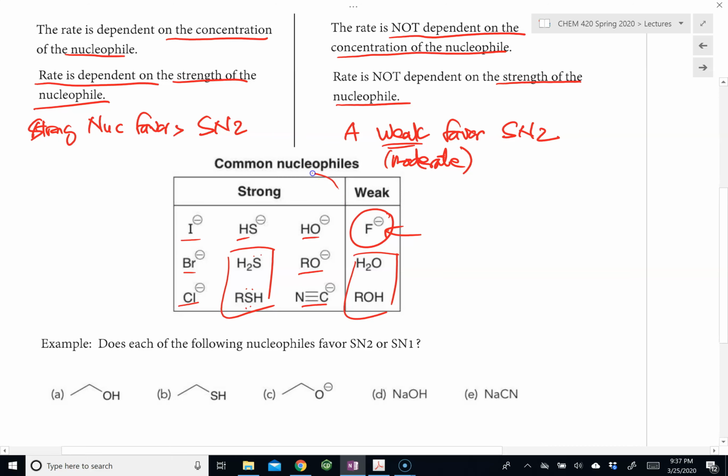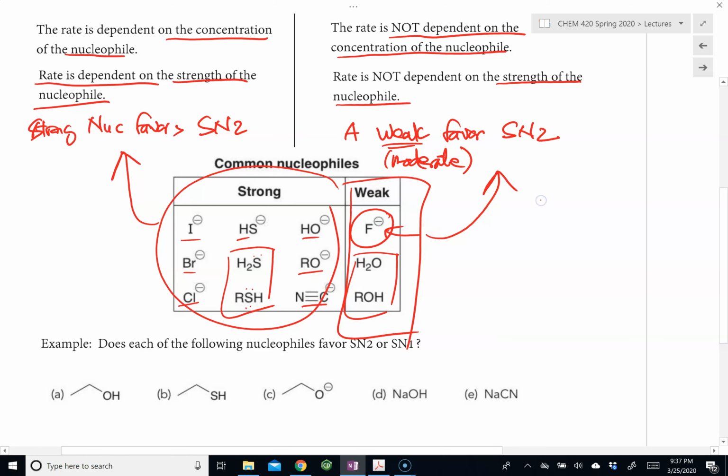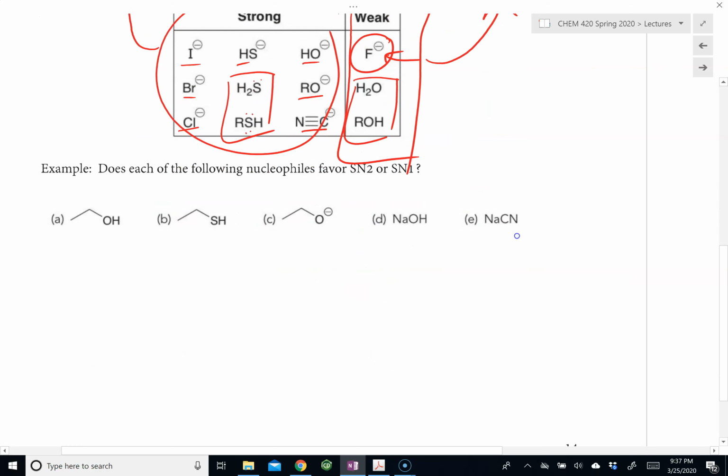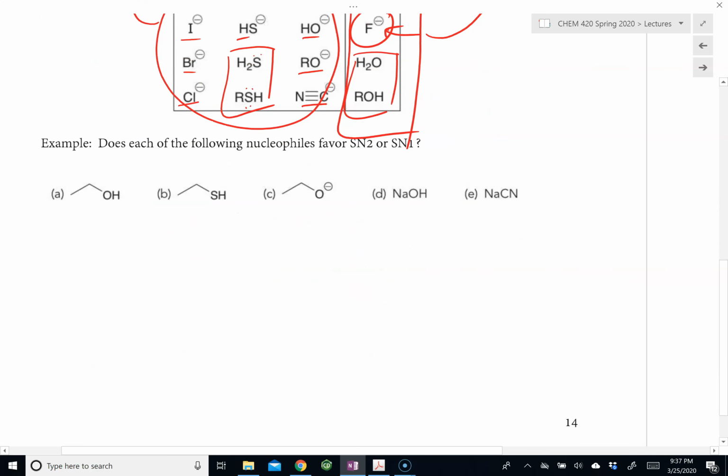So strong nucleophile favor SN2 mechanism, whereas a weak or a moderate nucleophile, but can't be too weak, would then favor the SN1 mechanism. Oops, please make that correction. SN1. Let's now try a few practice problems to make sure that we can analyze the structure of the nucleophile and be able to figure out whether it will favor SN1 or SN2 mechanism.